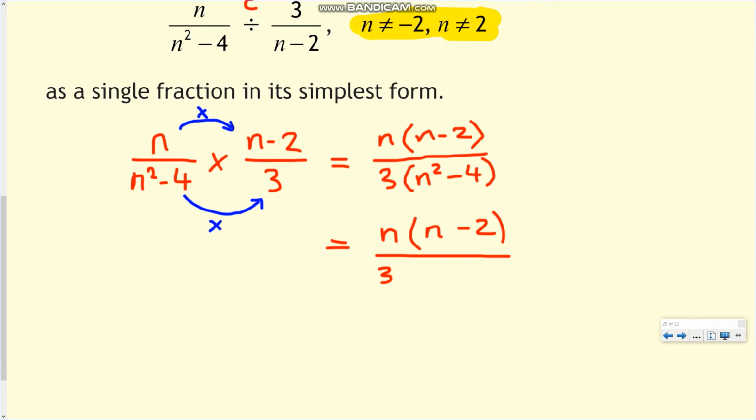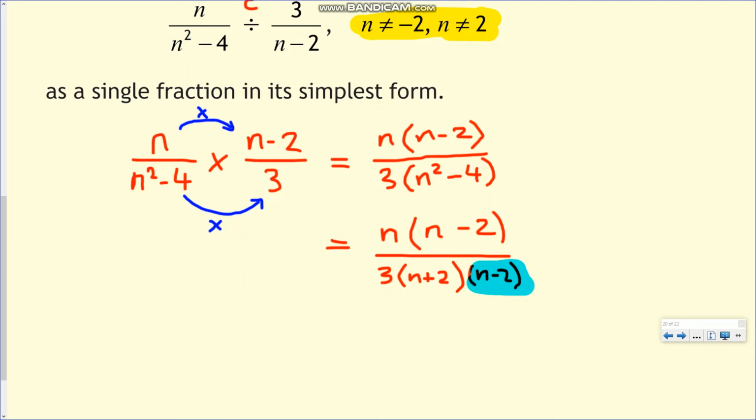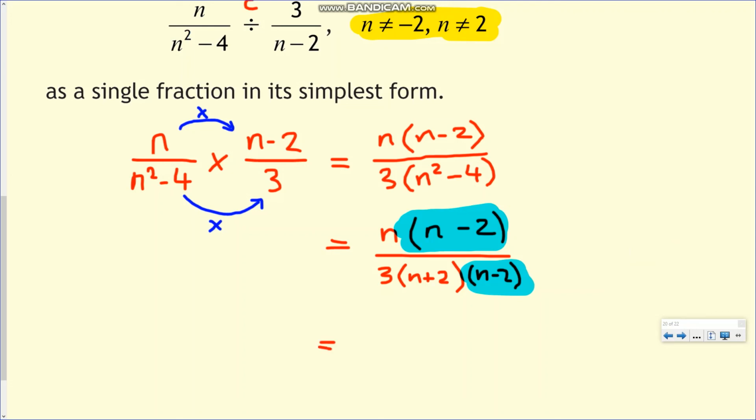Okay, so n squared minus 4 is a difference of two square numbers. So what I'm going to do is factorize that as n plus 2 bracket n minus 2. What we can then spot is that we've got an n minus 2 on the bottom of the fraction, and we've got an n minus 2 on the top of the fraction. So what we can do is take out that common factor. Our final answer is going to be n over 3 lots of n plus 2.